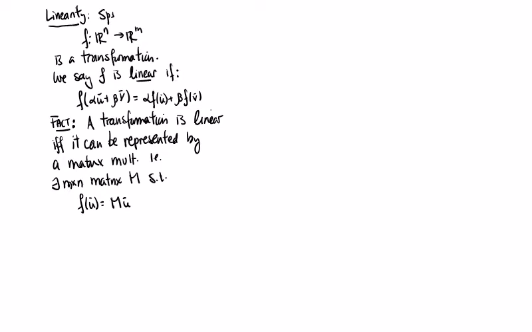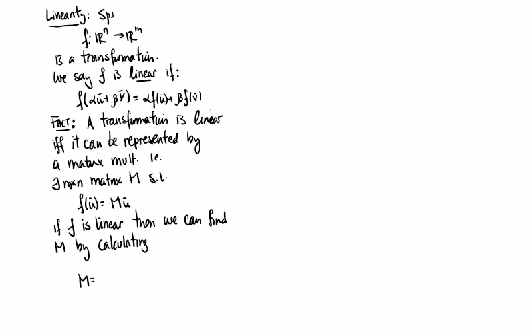Now here's the thing. If it is linear, there's a nice rule for obtaining this matrix. We can find M by calculating as follows: we take f and apply it to each of the standard basis vectors.